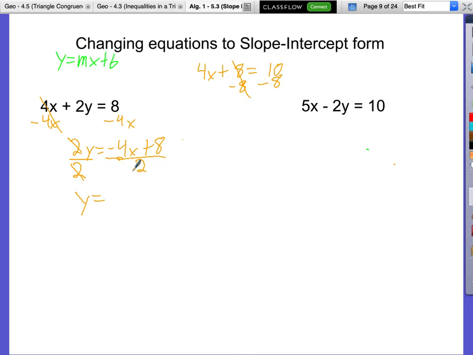So what's negative 4x divided by 2? Negative 2x, and what is 8 divided by 2? Positive 4. So this is our slope-intercept form. We have y equals mx plus b. We now have it in slope-intercept form. Questions on that one? Because we're going to do the next one, too. Go ahead and start doing this next one on your own. Same thing, and we have this example up here that you can kind of follow.